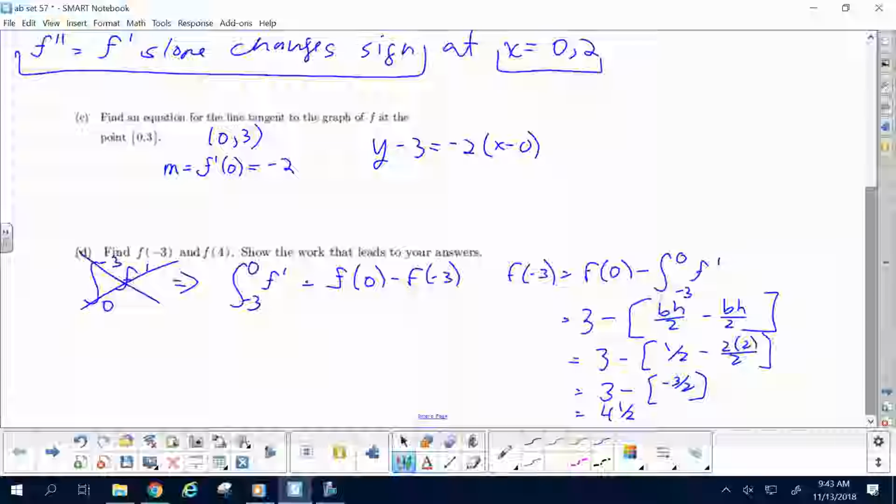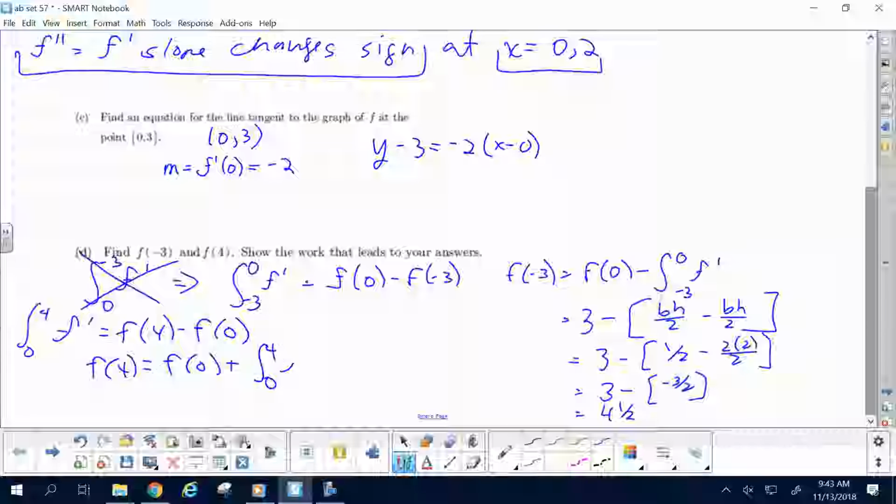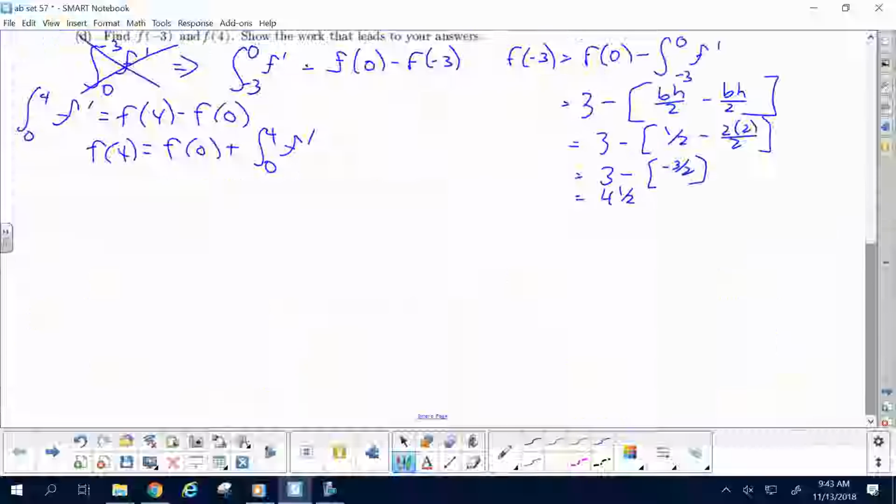How'd you do? F at 4 was a little cleaner because you're going left to right naturally. So F prime integrated from 0 to 4 would give you F at 4 minus F at 0. F at 4, when you rearrange it, is F at 0 plus the integral, or the change, or the area under the curve. That is, what is that again? 3 plus.